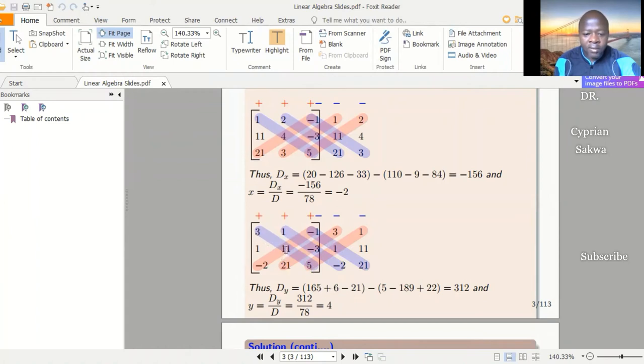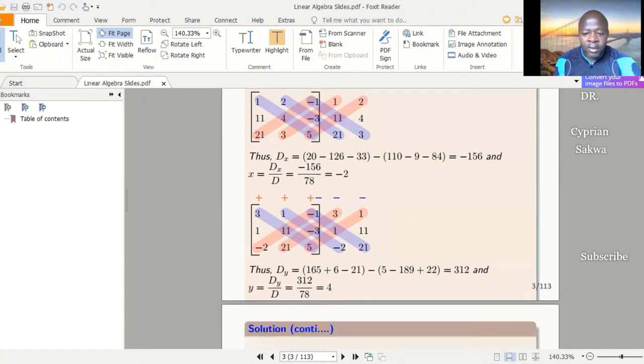So 3 times 11 will be 33, times 5 will be 165. Multiply along this other diagonal to get positive 6. Multiply along this other diagonal to get negative 21. Add that result. Then minus. Multiply along the diagonals in red. That is 5 times 1 times 1, which is 5. This other one will give you negative 189. And this other diagonal will give you positive 22. So when I add the first bracket minus the second bracket, I get 312. So what is y? Y is therefore dy over d, which is 312 over 78, and that gives me 4.